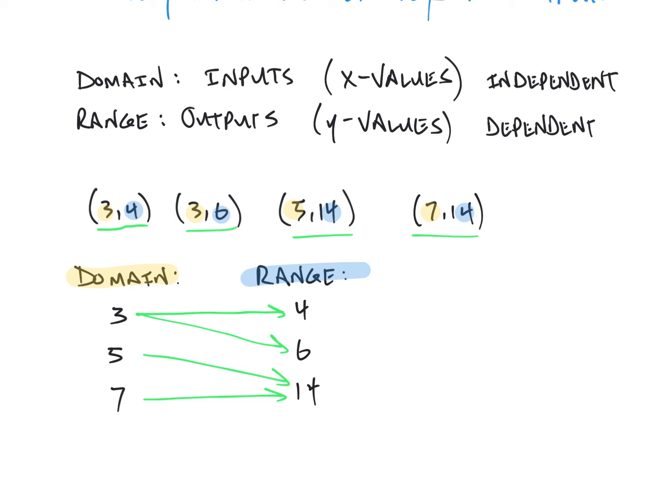Well, like we said before, a function is a case where every input has exactly one output. And if you look really close here, the input of 3 has 2 arrows coming off of it. Therefore, it has 2 outputs. The first output it has is 4. The second output it has is 6. Since we have an input that has more than one output, we say that this is not a function.